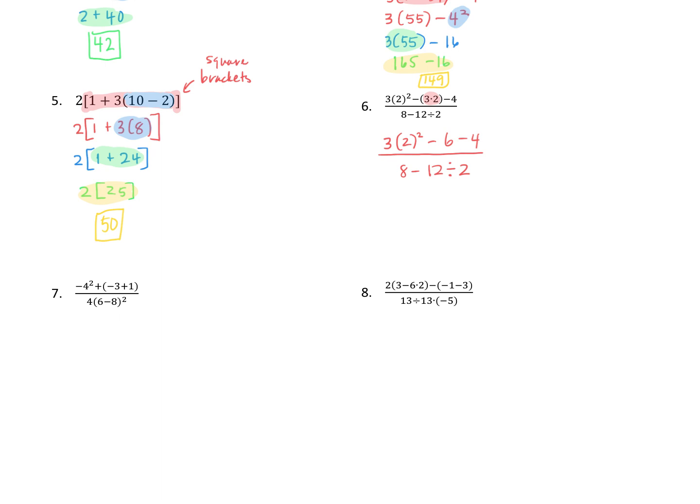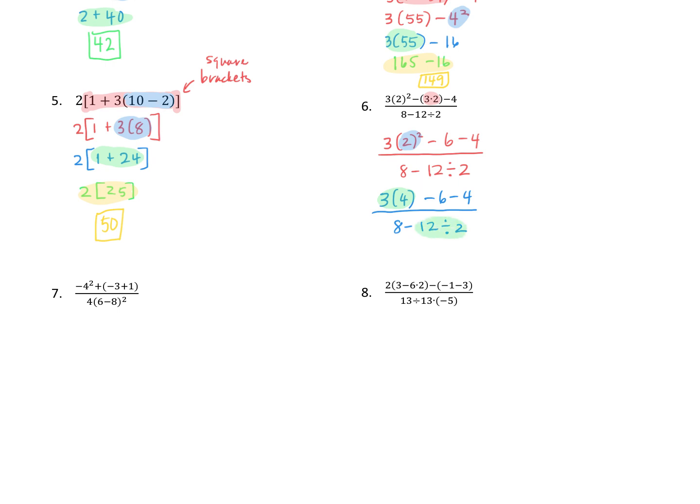Okay, next I'm going to look for exponents. I see an exponent here. The only thing that's raised to the second power is that 2, so the 2 is the base. So I'm going to take care of that next. So 2 squared is 4, so 3 times 4 minus 6 minus 4 all over 8 minus 12 divided by 2. Next is multiplication and division. So I have this multiplication up here, and I have this division down here.